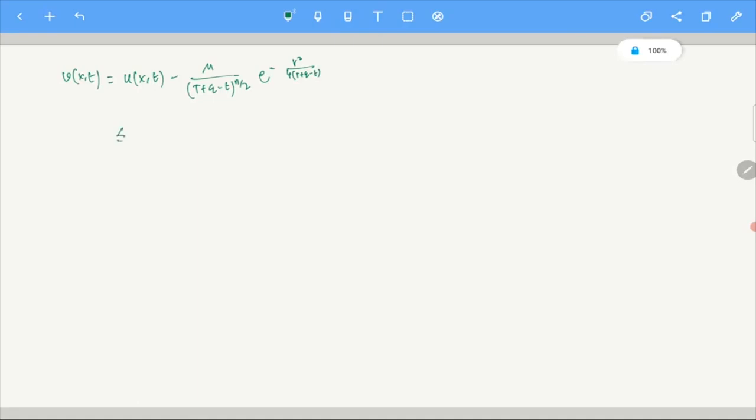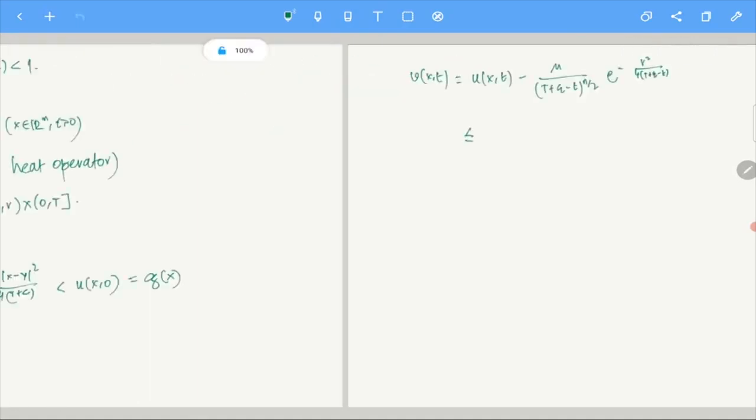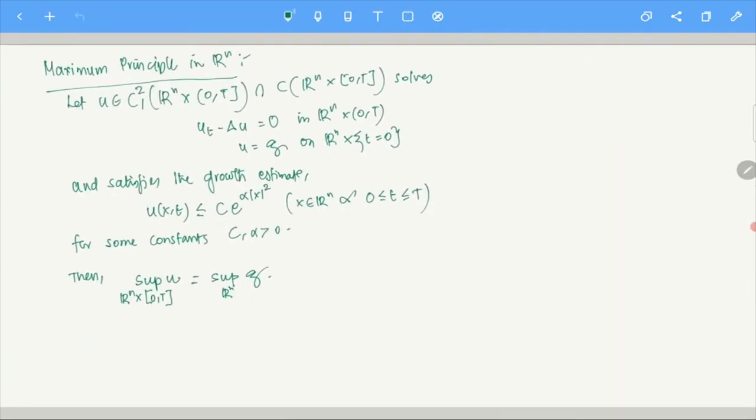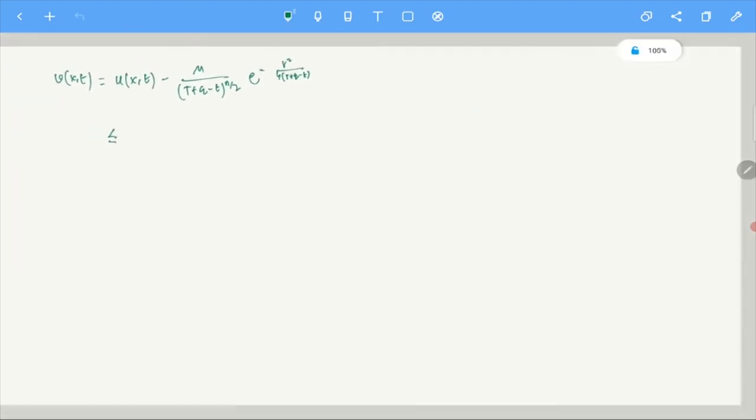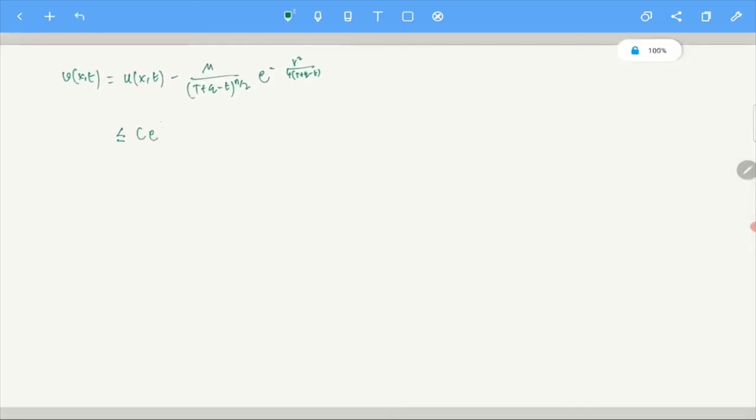So this is less than or equal to, I know there's a bound on u. See, u is less than c times e power alpha mod x square. So this is c e power alpha mod x square minus mu by (t plus epsilon minus small t) whole power n by 2 e power minus r square by 4(t plus epsilon minus small t). This can be written as a constant times exponential of alpha mod y plus r square, clear?